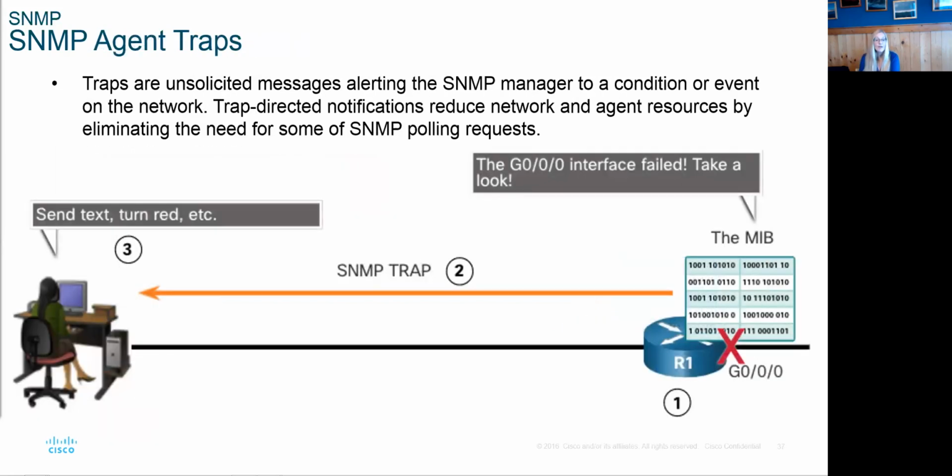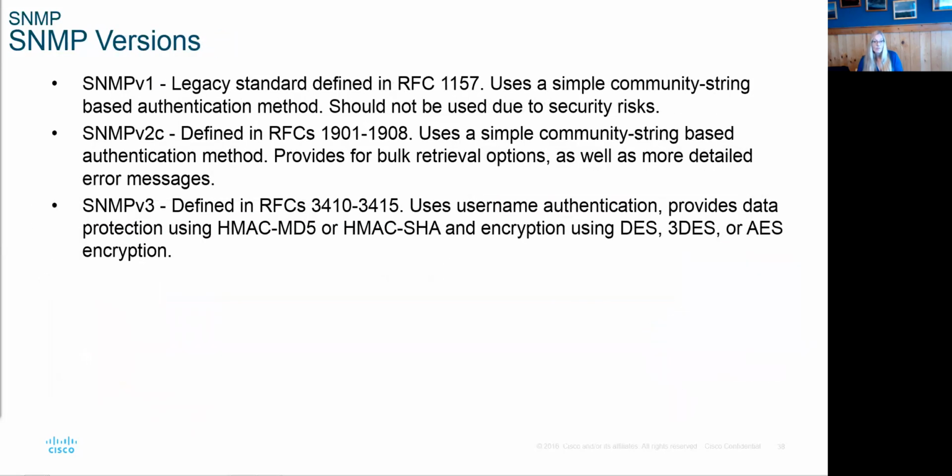So something to think about is traps. They are unsolicited messages that alert the SNMP manager of events and conditions. And here we're looking at the use of an SNMP trap to alert the administrator that interface G0/0 has failed. The NMS software can send the network administrator a text message, or pop up a window in the NMS software, or turn the router icon red in the NMS GUI. So there are a number of different possibilities available to alert you to a specific problem.